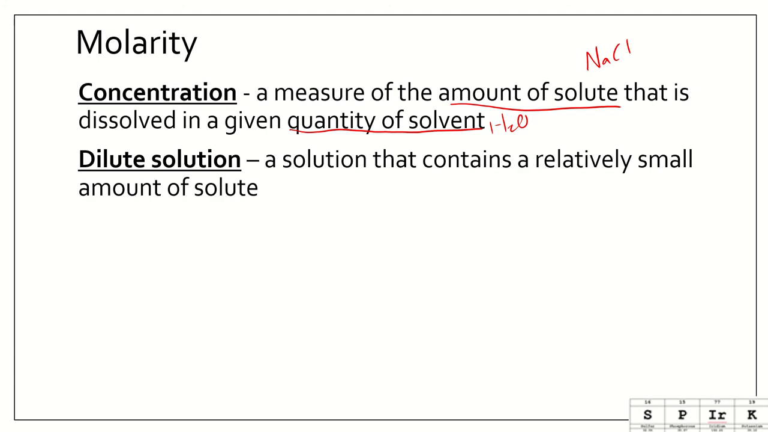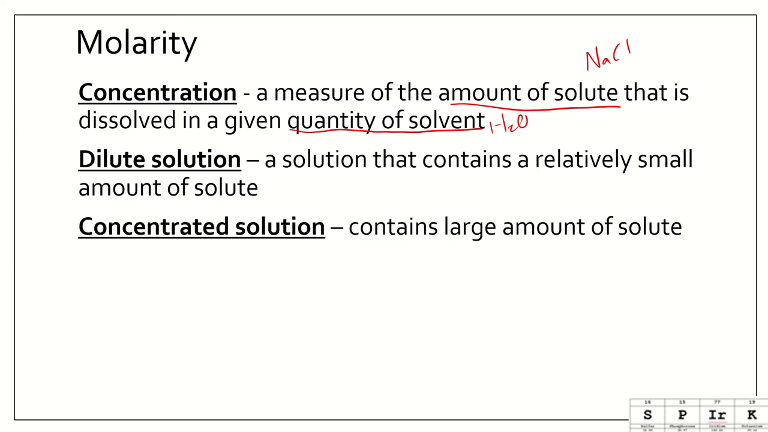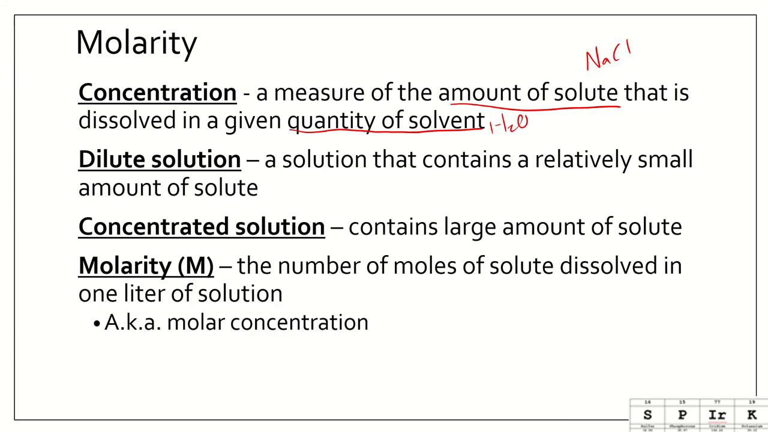Now, when we talk about concentration, we have dilute solutions, which contain a relatively small amount of solute, and a concentrated solution contains a large amount of solute. Then we have the term molarity, which we represent with a capital M, which again should be familiar to you. In the lab, sometimes you'll see 1.0 molar H2SO4. Molarity is the number of moles of solute dissolved in 1 liter of solution, also known as the molar concentration. So again, we would read this as 1.0 molar sulfuric acid.